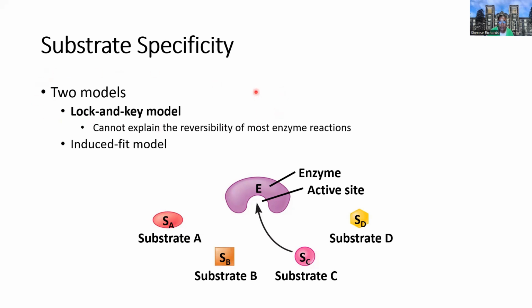So the first model or theory is the lock and key model. Now, in the lock and key model, we basically have an enzyme which has a very unique fit for the substrate.